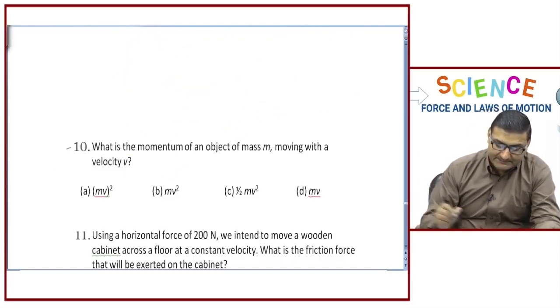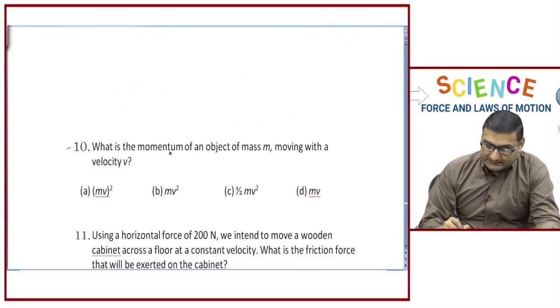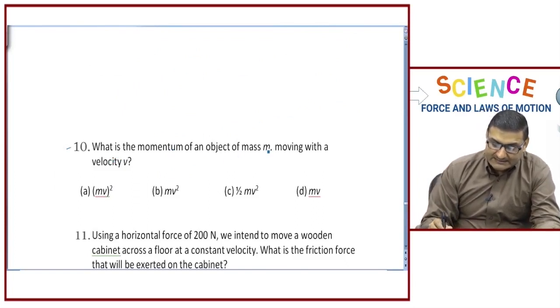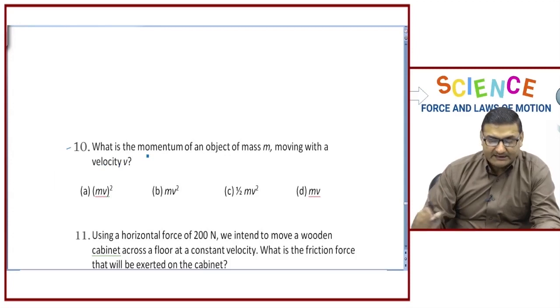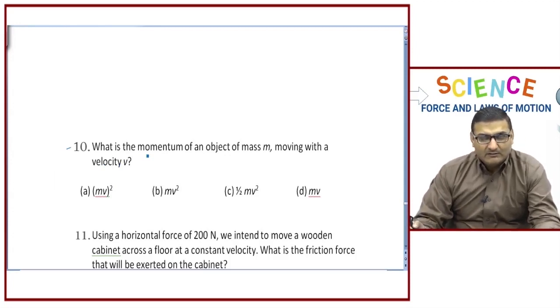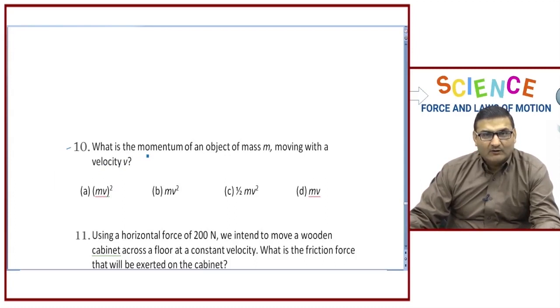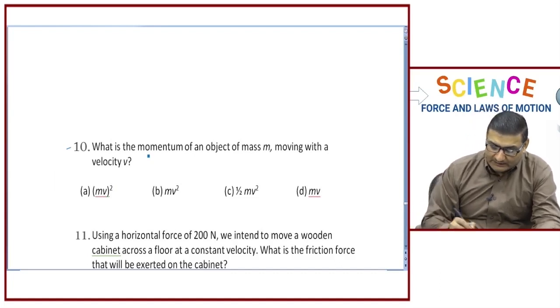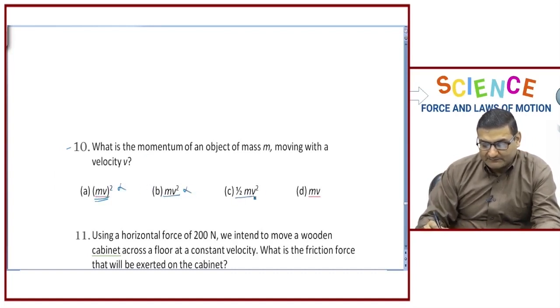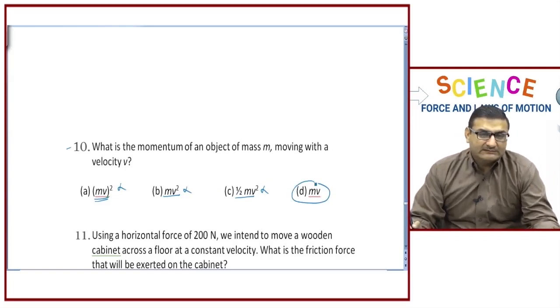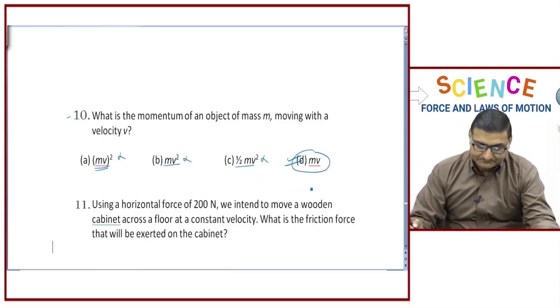Now next question, let us see. What is the momentum of an object of mass m moving with a velocity v? Quite simple question. We know that the momentum of an object, the formula for momentum is simply mass into velocity, right? So now the options given to us are mv square. We know it's not mv square, not half mv square. This is the actual formula that we know, it is the product of mass and velocity. So D is our correct option, right?